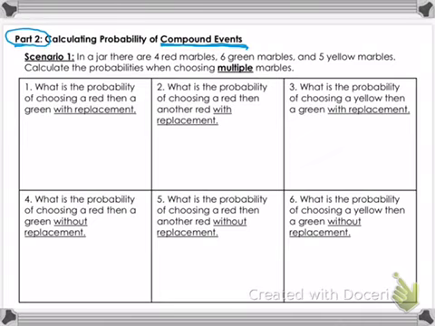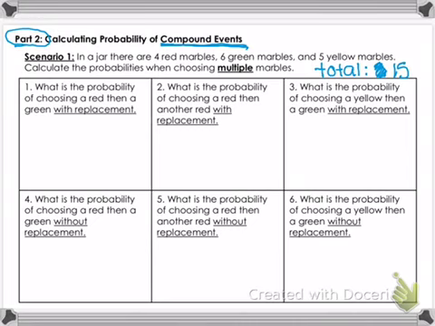So let's take a look at these. Again, we have the same scenario as before. Remember, we want to start out with saying how many total we have because it's hard to calculate probability without our total. So if there were 4 red marbles, 6 green marbles, and 5 yellow marbles, we had a total amount of 15 marbles, guys, 15 marbles. So again, our total is 15 marbles here.